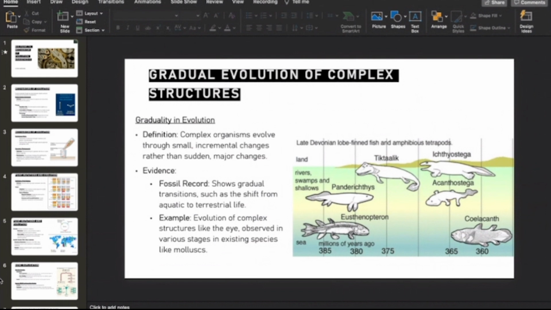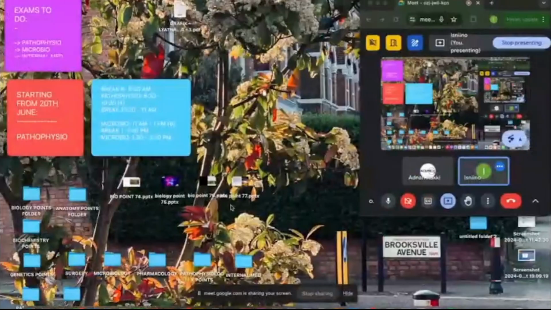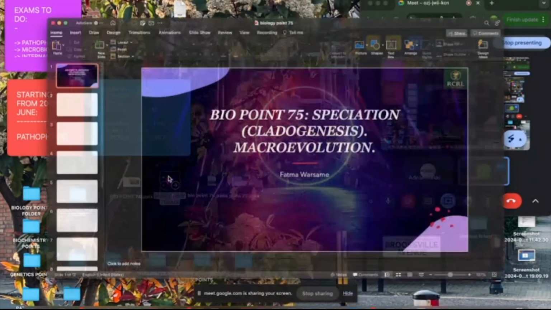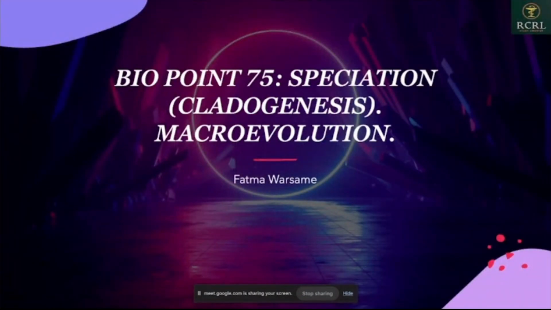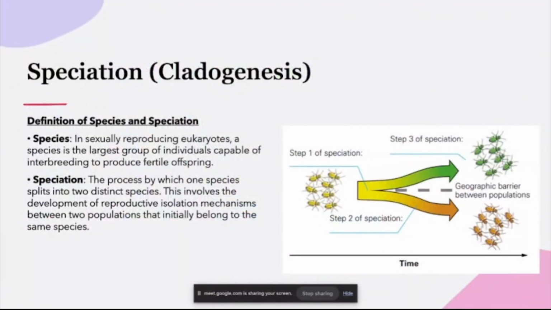Now we are going to go to the next syllabus point, which is 75. So we basically discussed the first mechanism of evolution. Now we're talking about the second mechanism of evolution, which is when these animals are dividing into different groups or different species. So what classifies a species as a species? For example, let's say you have one group of animals and they've developed all of these mutations over time. What is going to separate them into two different species?